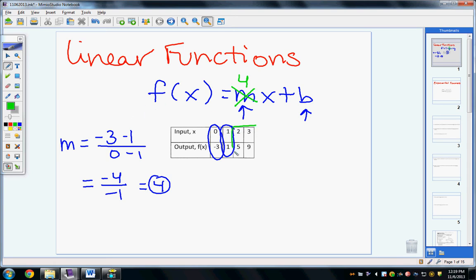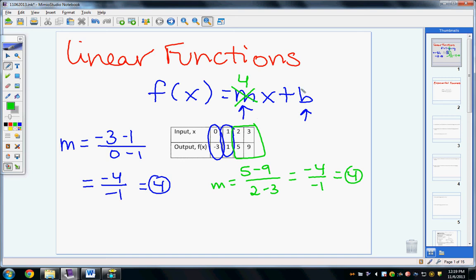It's a good idea to go ahead and pick 2 other points just to double check and make sure that they work. So again, it's the difference of my y's, or difference of my f of x's. So it'll be 5 minus 9 over the difference of my x's. So it's going to be 2 minus 3. 5 minus 9 is -4. 2 minus 3 is -1, which simplifies to 4. So you can see I picked these 2 pairs. It doesn't matter which 2 pairs you pick, but I've got a slope of 4 for both of them, okay? So I know in my equation the slope is 4.